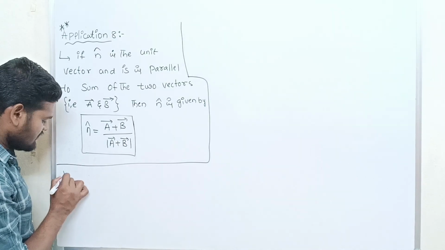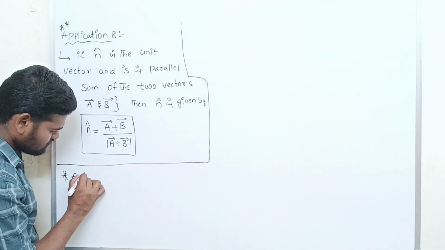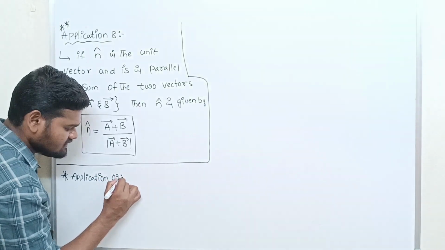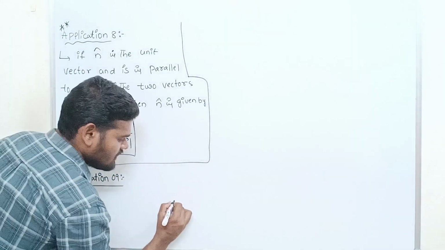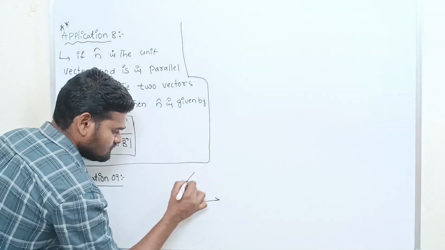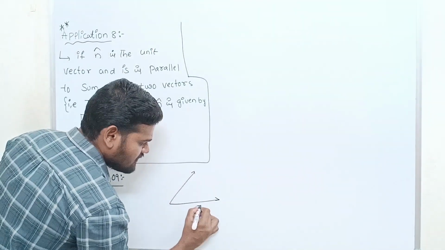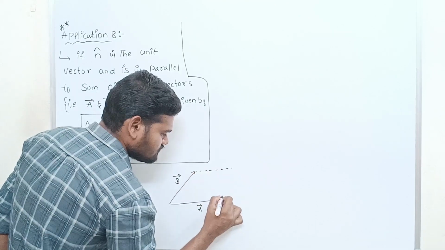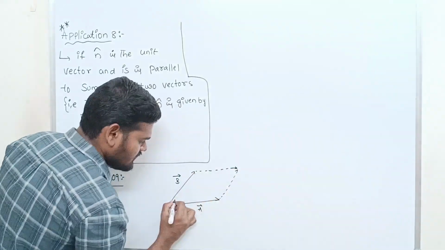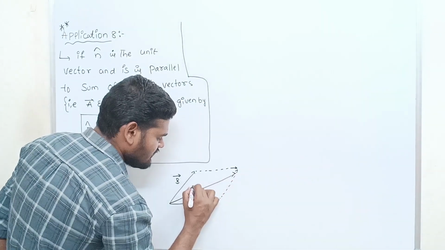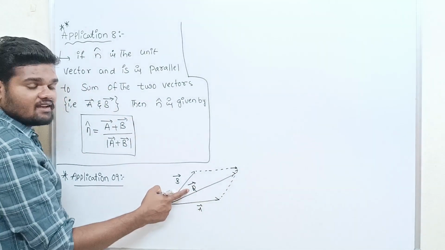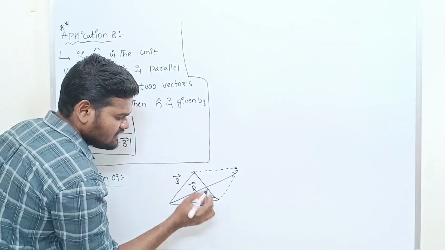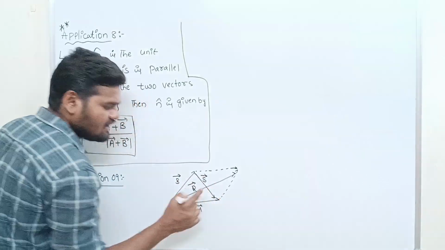So the application number 9 is, okay, so I'm taking the parallelogram. So this is a bar vector and this is b bar vector. Right. So this is a resultant vector and this is called what? Diagonal of the parallelogram. So I'm taking another diagonal, that is diagonal s bar.